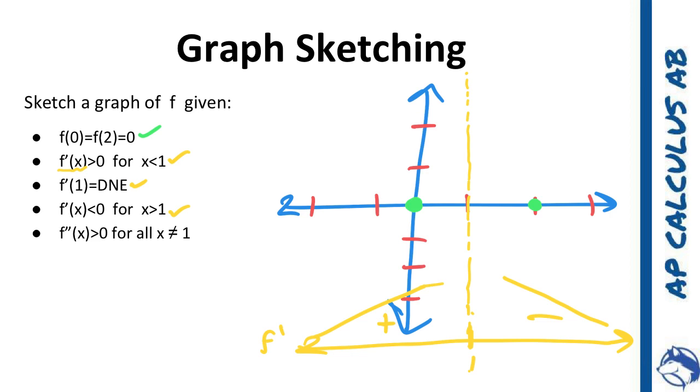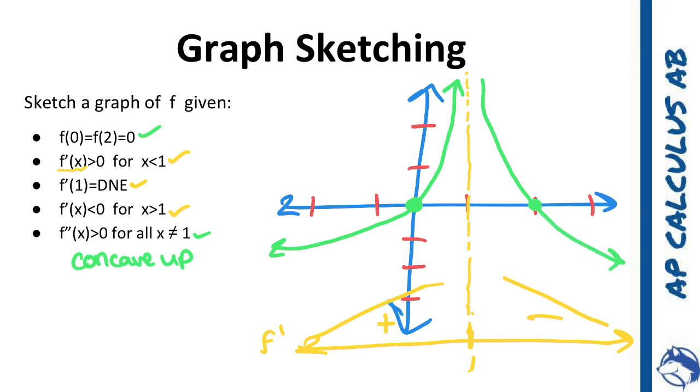So f double prime is greater than 0 for all x that does not equal 1. So that means it's always going to be concave up from this piece. So the only way it can be concave up and increasing is to look like this. And for it to be concave up and decreasing, it has to look like this.